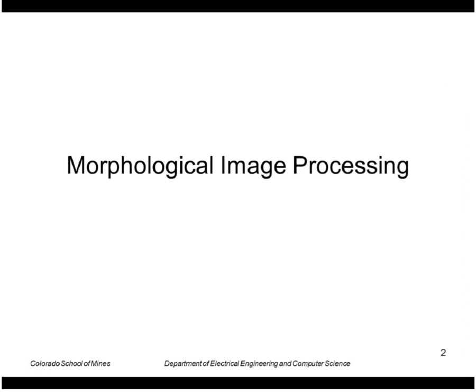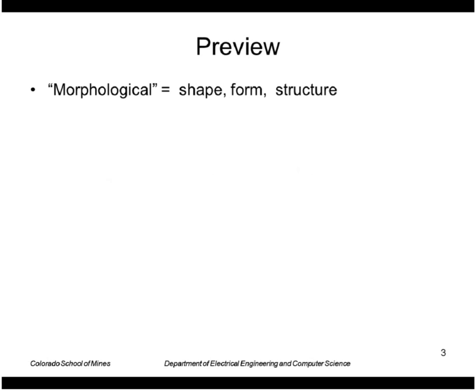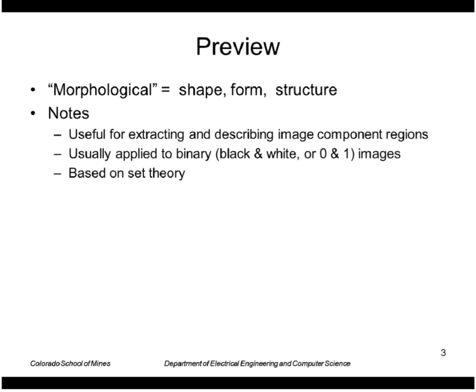Today I'm going to talk about morphological image processing. Morphological means shape, form, or structure. The algorithms we'll see are useful for extracting and describing image component regions. They're usually applied to binary or black and white images, although we'll see a little later they can also be extended to grayscale. And they're founded on the notions of set theory.